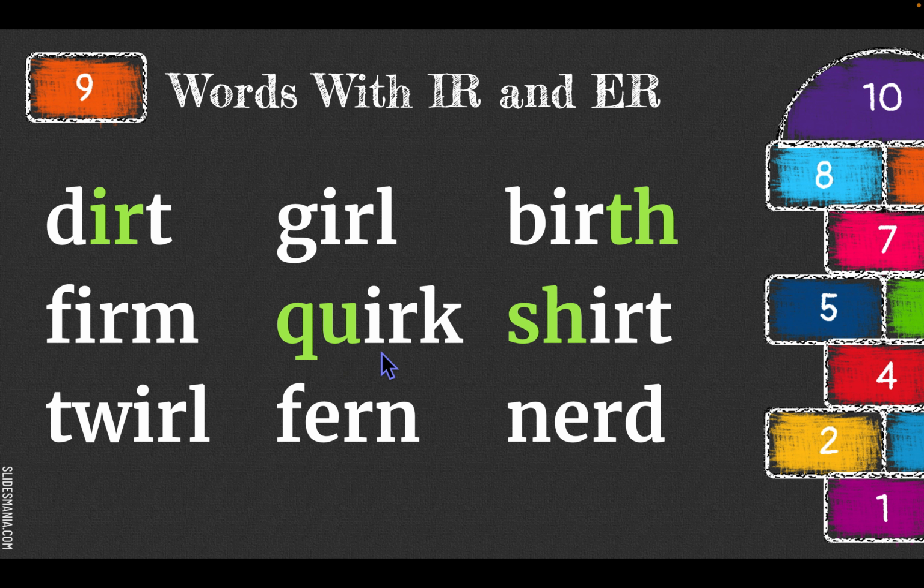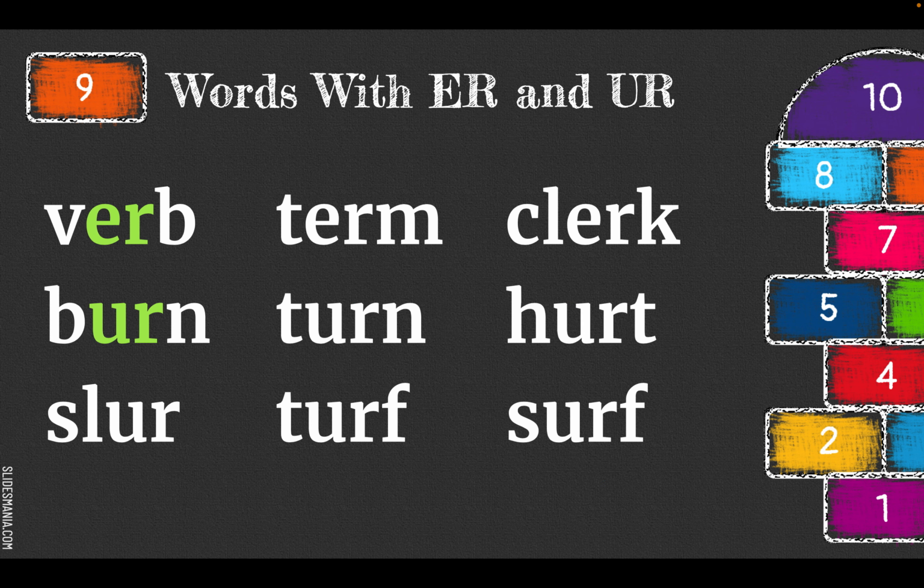Quirk. Shirt. Twirl. Fern. Nerd. Verb. Now, if you have trouble noticing the ER, UR, or IR in a word, you may need to circle it or underline it until you're used to thinking of the two letters as one sound.